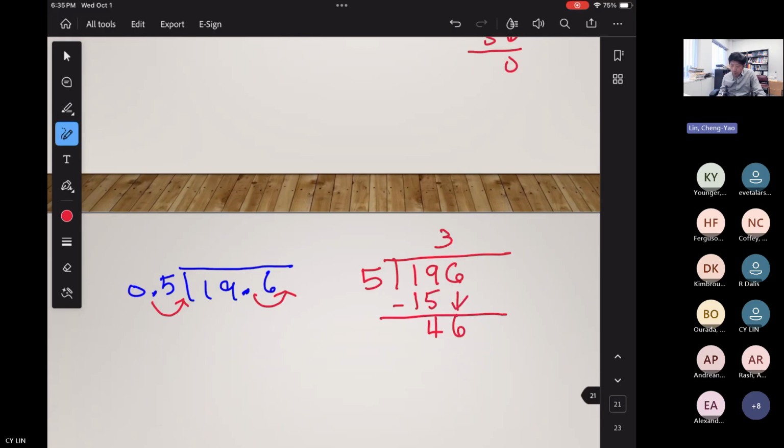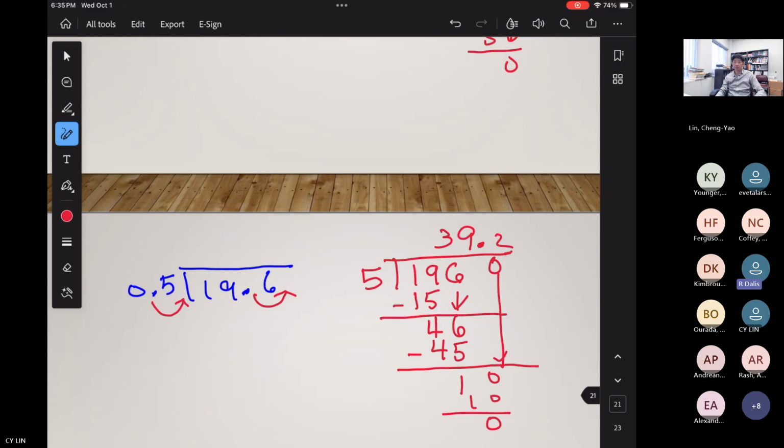So we have 9 times 5, 45. And then 46 minus 45 gives 1 there. Next, don't forget the decimal point right there. Bring down the 0, so 2. Did you get the answer, 39.2? Yes or no? Yes.